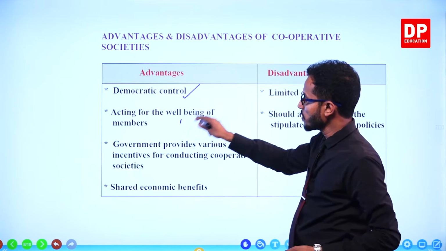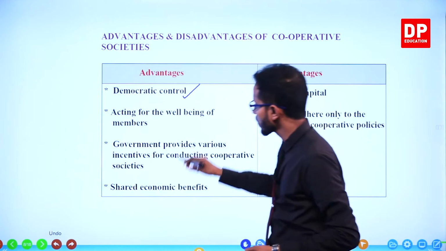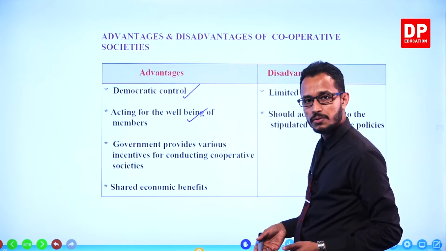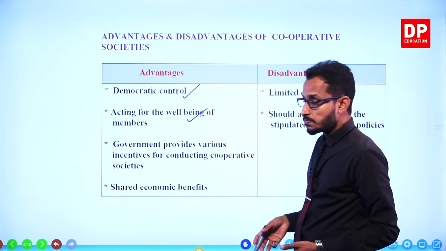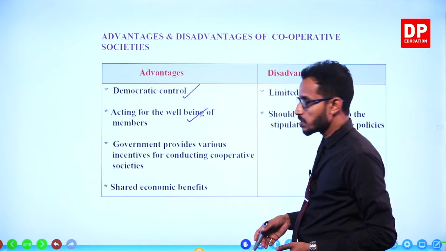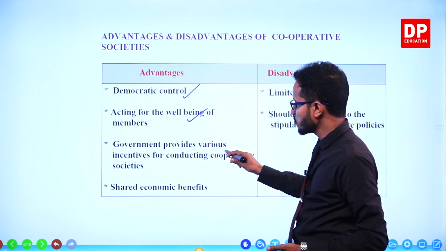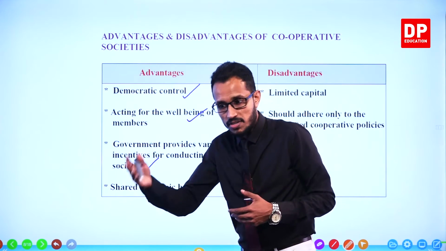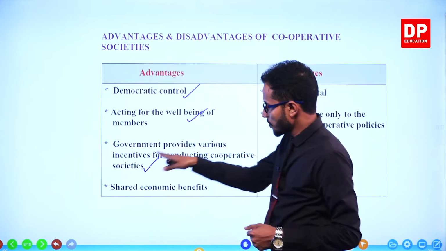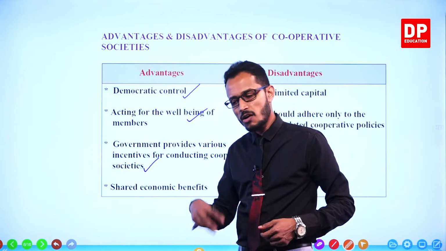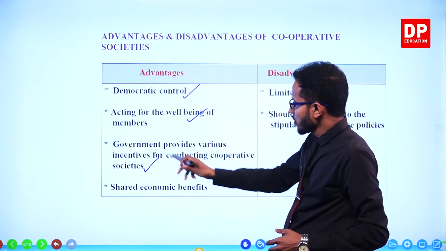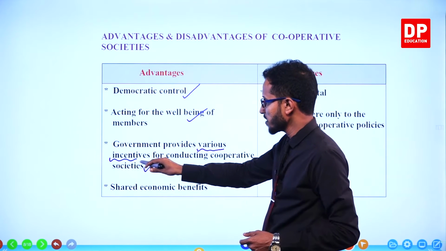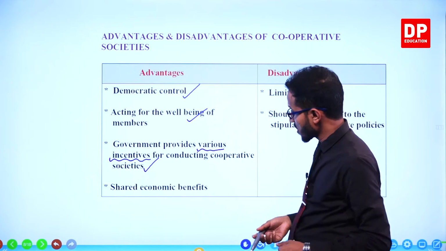Second, acting for the well-being of members, social welfare. Acting for the well-being of members and the local community. Government provides various incentives for conducting cooperative societies. Government is friendly with people who are running cooperative societies, and provides various facilities. That is what this point says, various incentives to conduct cooperative societies.